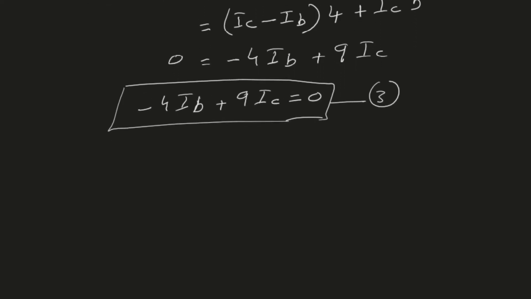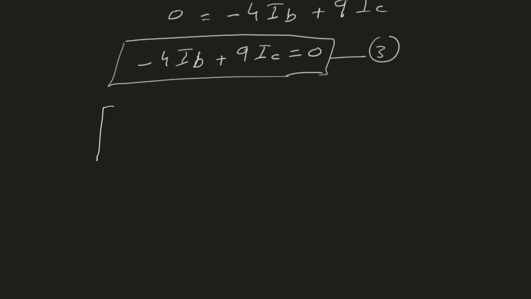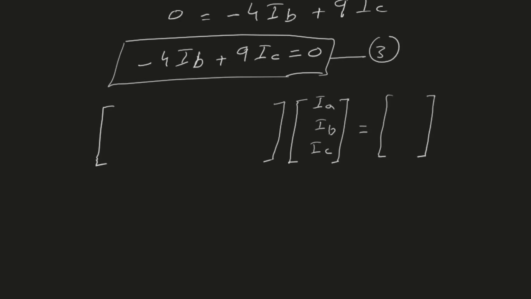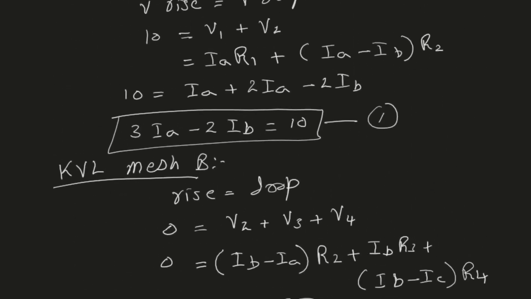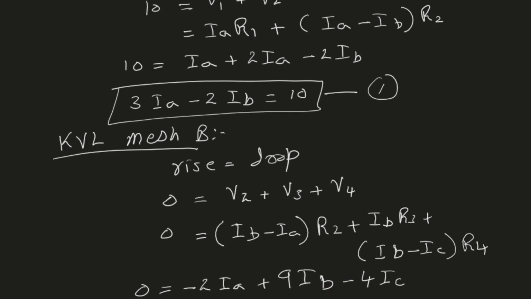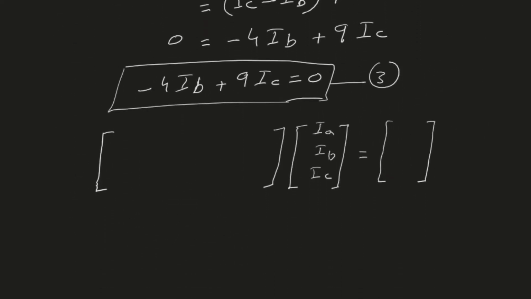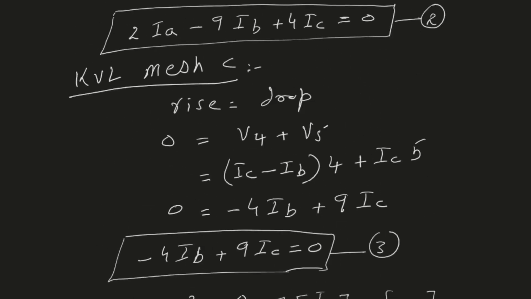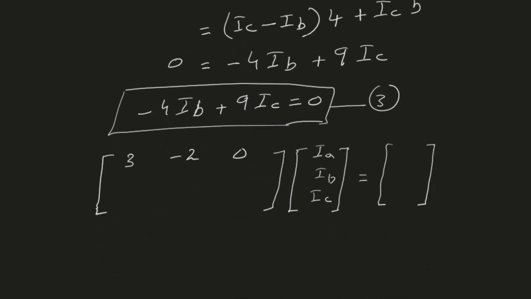So we want to now solve these three equations using matrices. The first task is to write these three equations in the form of matrices. So I will create this one matrix A, and I will have this matrix of the variables IA, IB, and IC. And that should be equal to the constant terms on the right. The first equation was 3IA minus 2IB plus 0 IC. There is no IC, so we have to have 0 IC. So I would have 3, minus 2, and 0. So that's my first equation. The second equation is 2, -9, and plus 4.